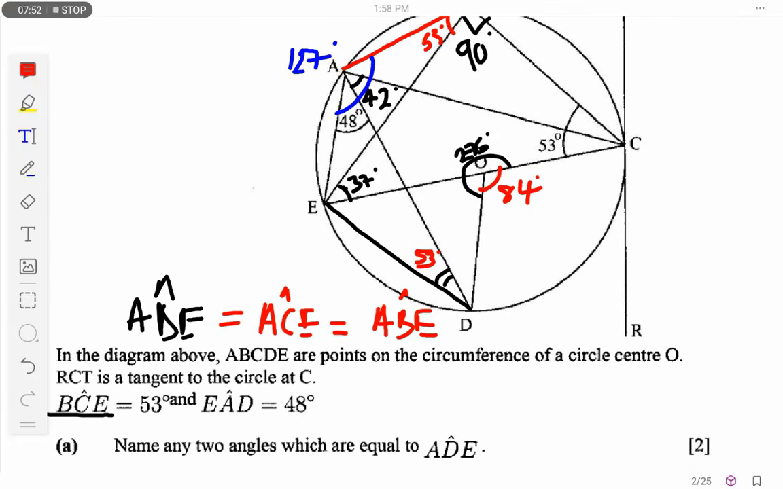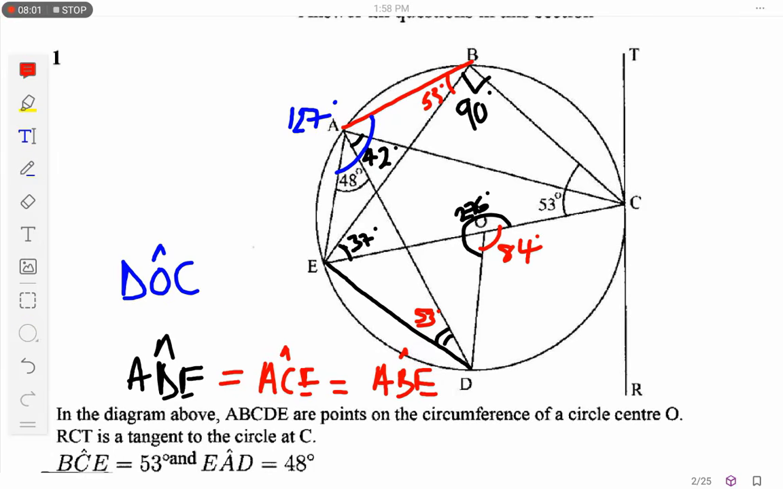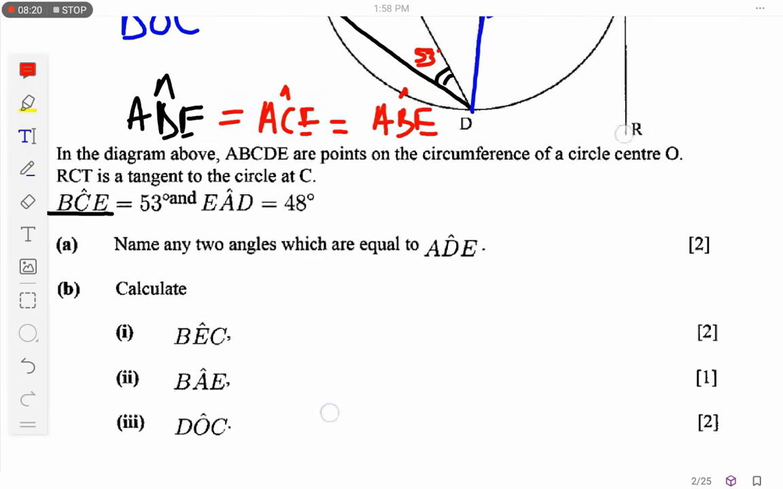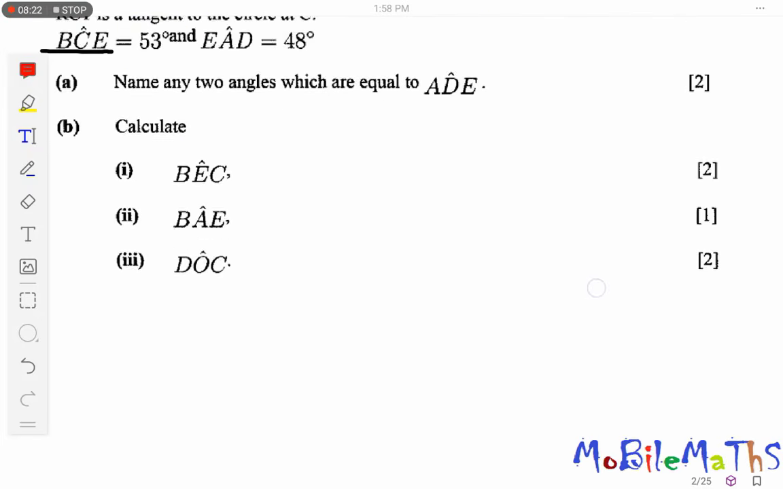DOC. Where is our DOC there? Let's see the angle D. Where's my D? Oh, D is there. D, O, where's my O? O and C. Oh, we calculated that one, 84. And we use the idea of angle at the center is twice the angle at the circumference there. Okay, so that's how we answer that question, boys and girls. Let's move on to the next question.